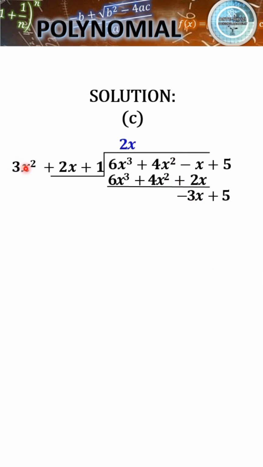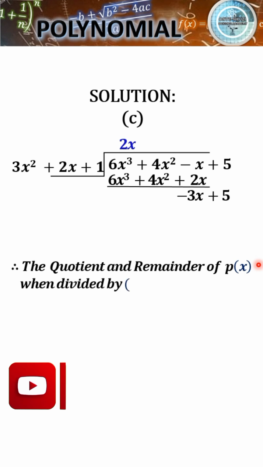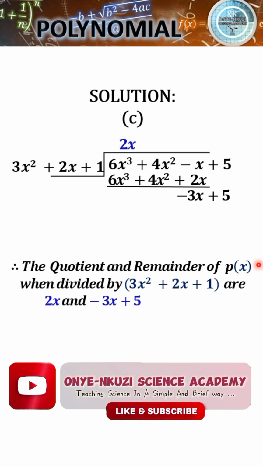The divisor can't divide this, so we'll leave it like this since we can't divide further. So therefore, the quotient and the remainder of p of s when divided by 3s squared plus 2s plus 1 are 2s and minus 3s plus 5 respectively.